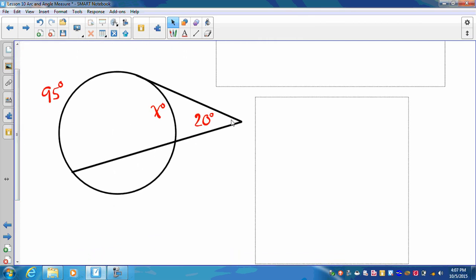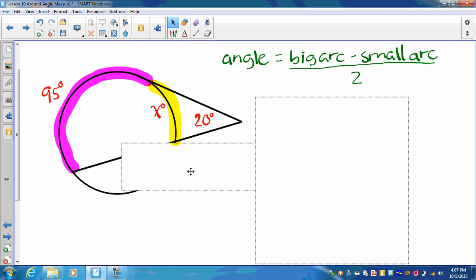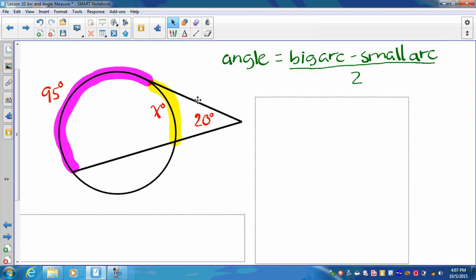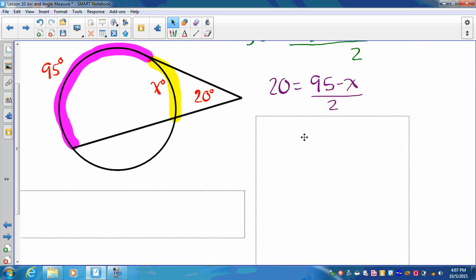Here I have a tangent and a secant. I have a big arc that's formed, in between those two, and then I have a small arc formed here. So the relationship is that my angle is equal to the big arc minus the small arc. So I have to plug in appropriately here. 20 degrees is my angle, 95 is my big arc, and x is my small arc. Again, subtracting.